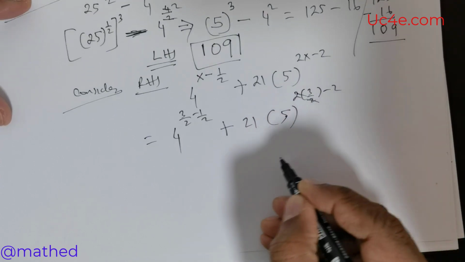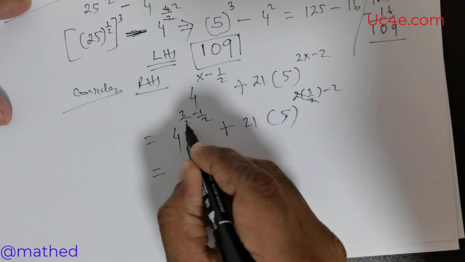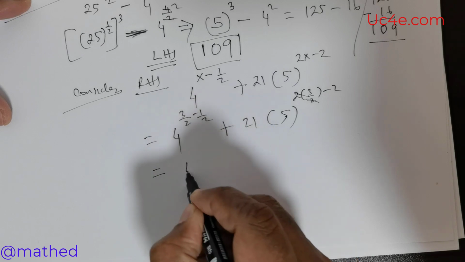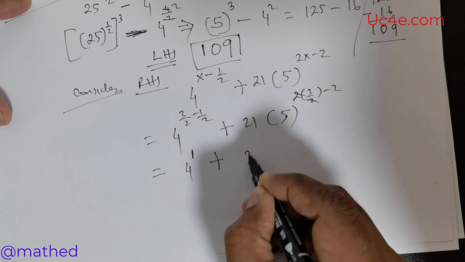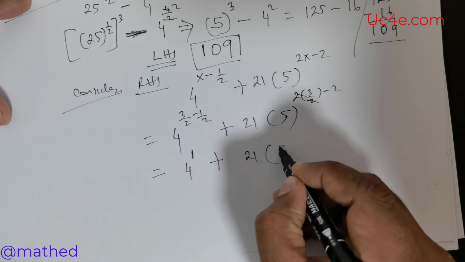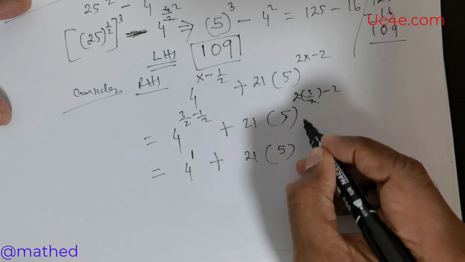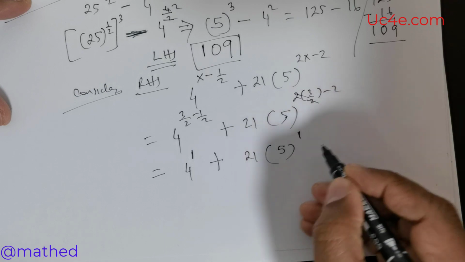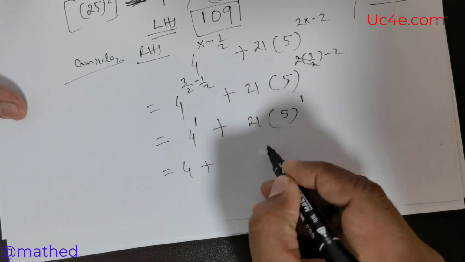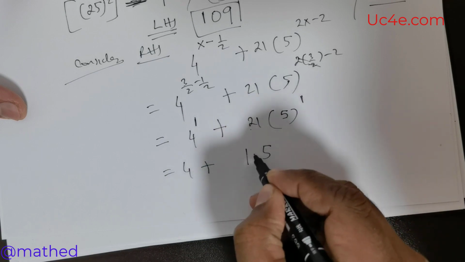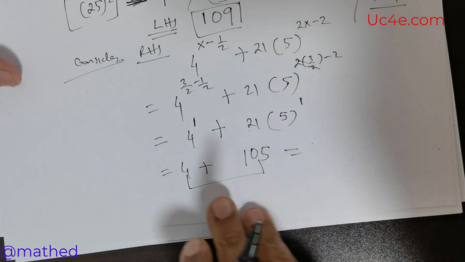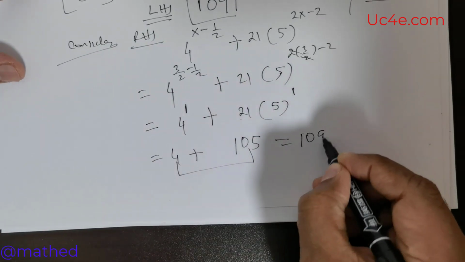2 can be cancelled, and in this case I have 3/2 − 1/2. That's going to give me 4 raised to the power of 1 + 21 times 5 raised to the power of (3 − 2). That's going to give me 1. So this is nothing but 4 + 5 ones are 5, 5 times 21 is 105. 4 added with 105 would give me 109.